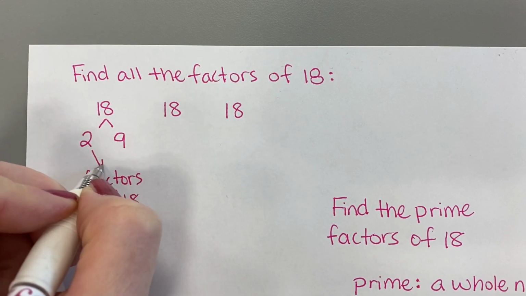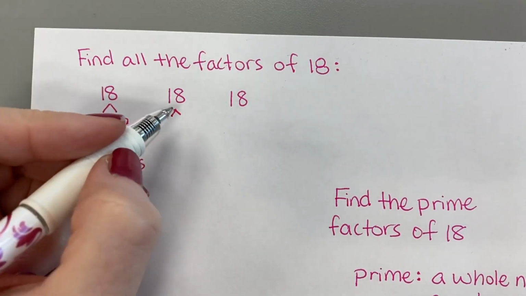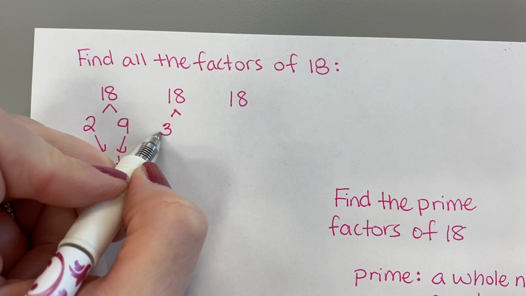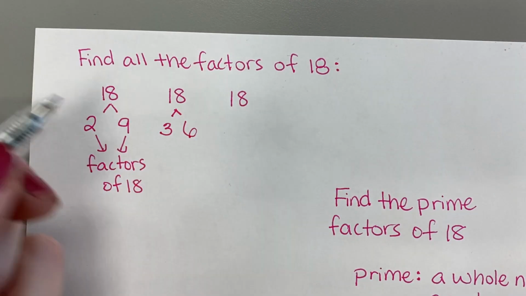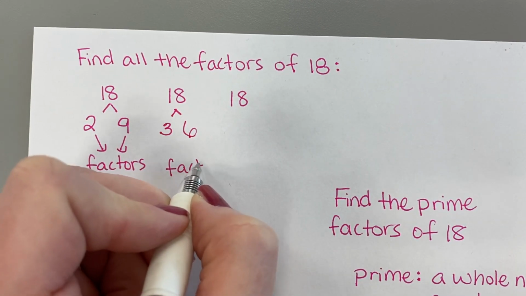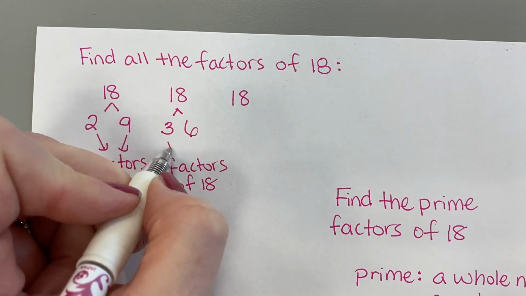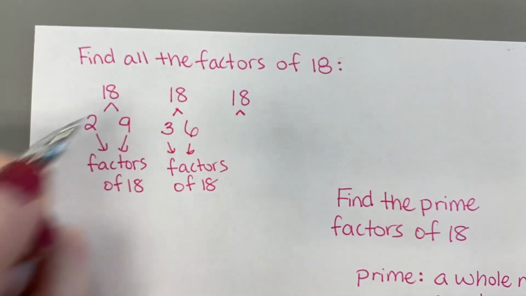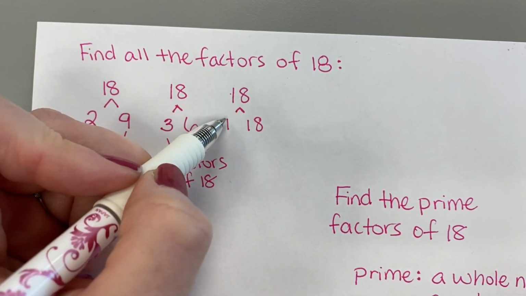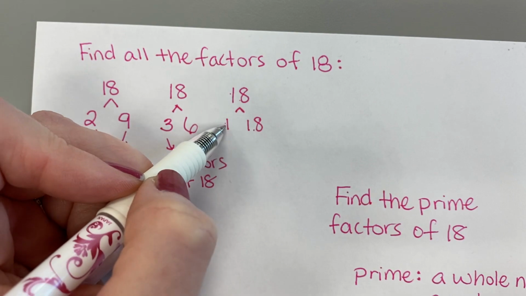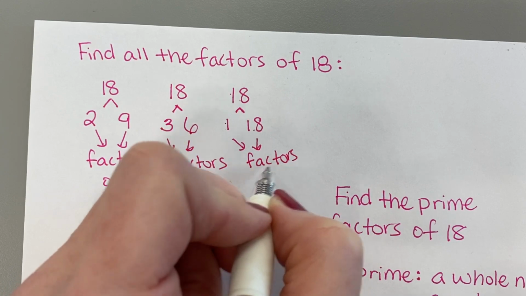They both divide evenly. Can you think of anything else? Any other numbers 18 can be divided by evenly? What about 3? 18 divided by 3 is 6, and 18 divided by 6 is 3. So 3 and 6 are factors of 18. Can we think of anything else? I have another 18 written here. Maybe 18 times 1, or 1 times 18. 18 divided by 1 is 18. 18 divided by 18 is 1. So these both would also be factors of 18.